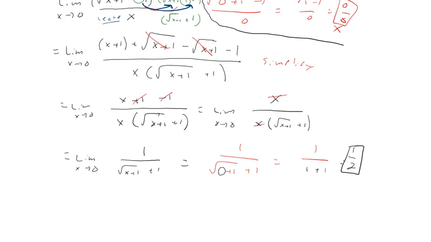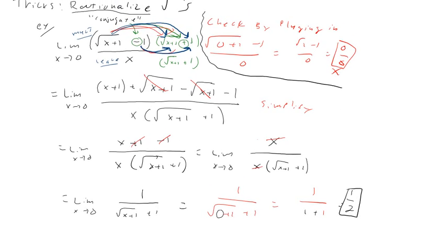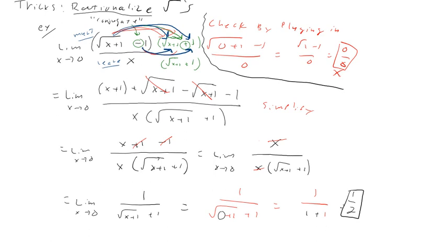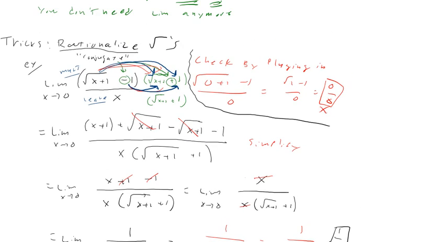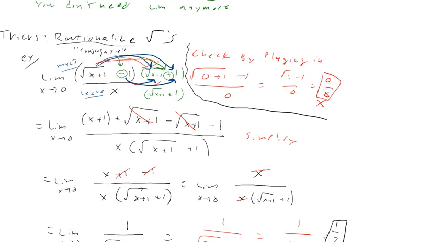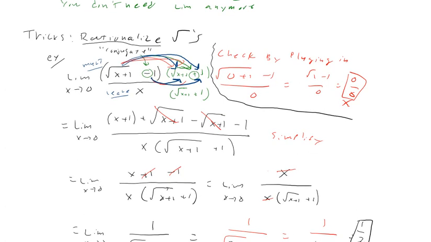Rationalizing means, and for these kinds of questions, whenever there's a square root, your first step is always to check by plugging in. If it's something you can plug in and solve, you're done. But if you plug in and you get 0 over 0, or you can see that it's going to become 0 over 0, and it's got a square root in it, we solve with the rationalization step.